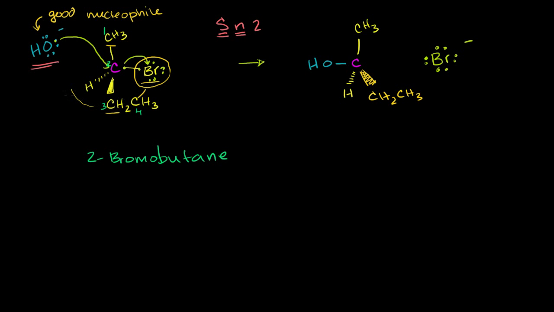Let me do that in another color. You are going to go clockwise. And the way I like to think about it is on top, we're going to the right. We're going clockwise. So this is R. S is to the left for sinister, R for the right. That's the way I think of it. So it's R. So this is R-2-bromobutane. So its handedness is R.